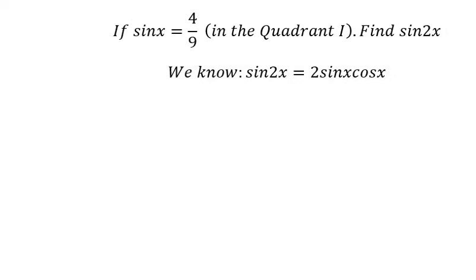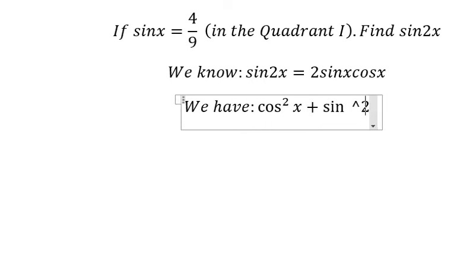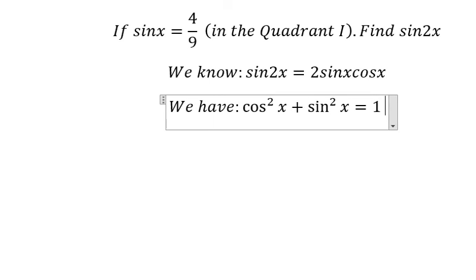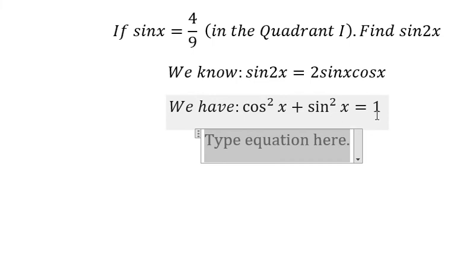The next one, we have cos squared x plus sin squared x equals 1. Now we want to find cos x, and we already know sin x. So I will move sin squared x to the right.